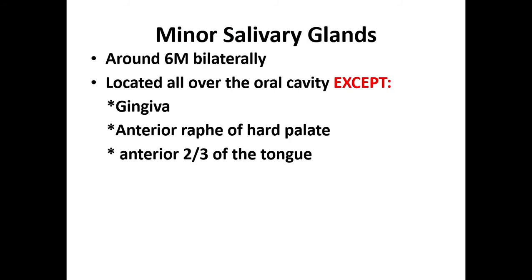The minor salivary glands number around 6 million bilaterally and are located all over the oral cavity except the following: gingiva, anterior raphe of the hard palate, and anterior two-thirds of the tongue.